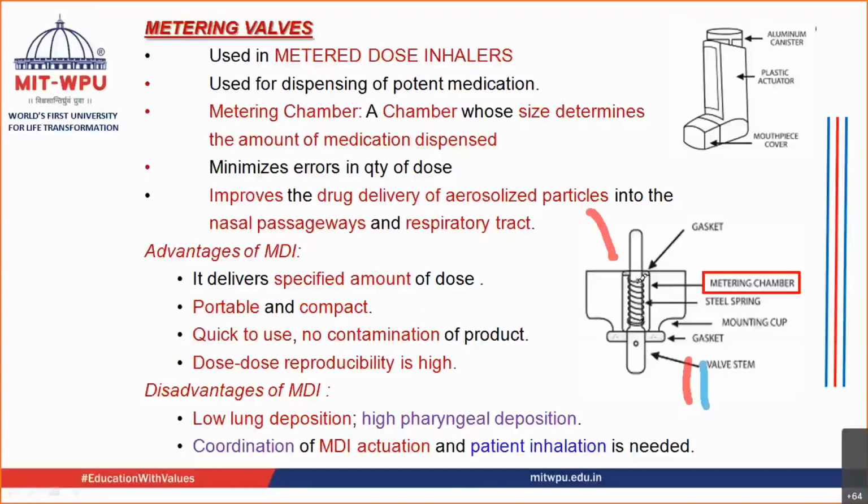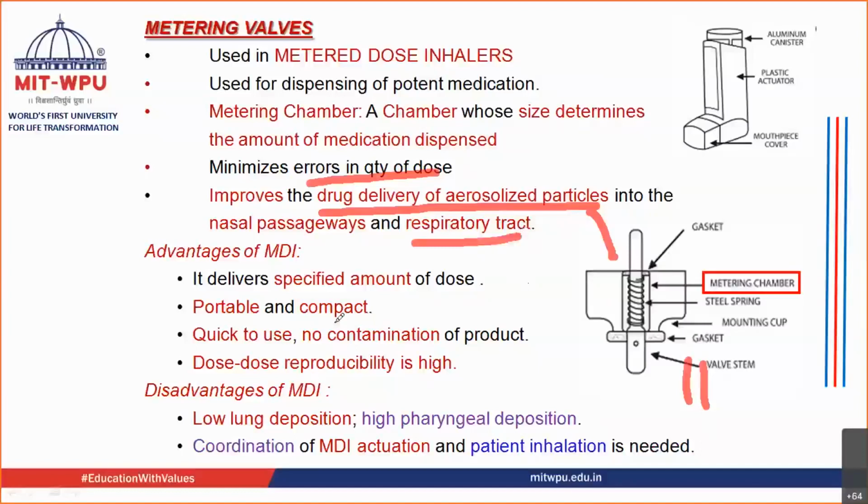So once you press this actuator, the amount of drug, the amount of formulation that is present inside this metering chamber, only that much amount is going to go inside the body of the patient. What this helps is to minimize the errors in the quantity of dose. So the right quantity of dose is going to go inside the patient. The size of this metering chamber decides the quantity of medication that is going to go inside the patient. What else does it do? It also improves the drug delivery of an aerosol particle when you are giving it to the respiratory tract.